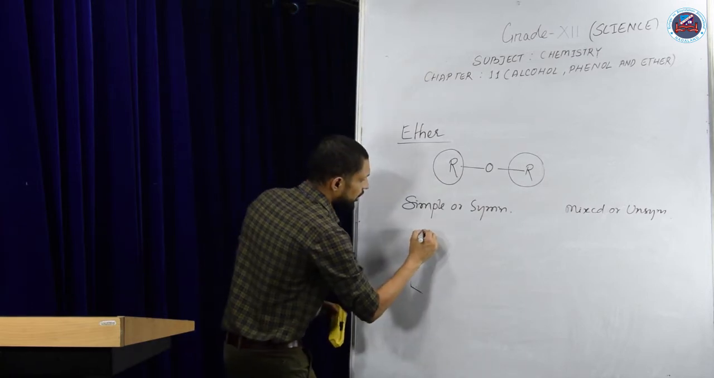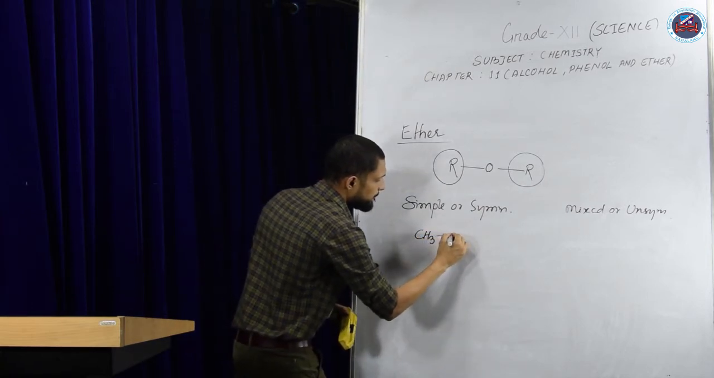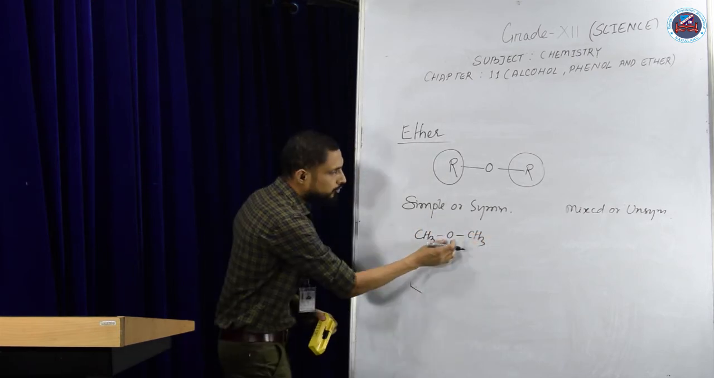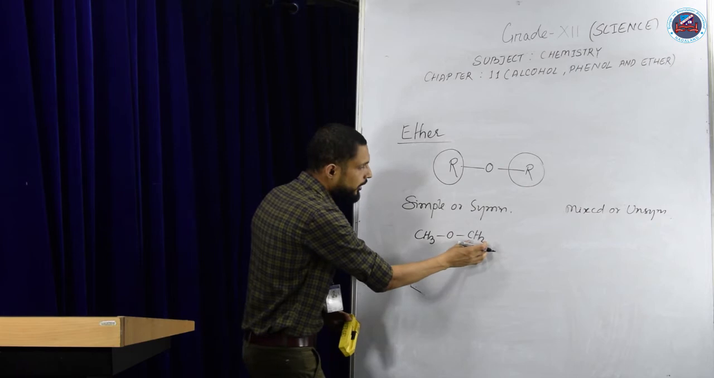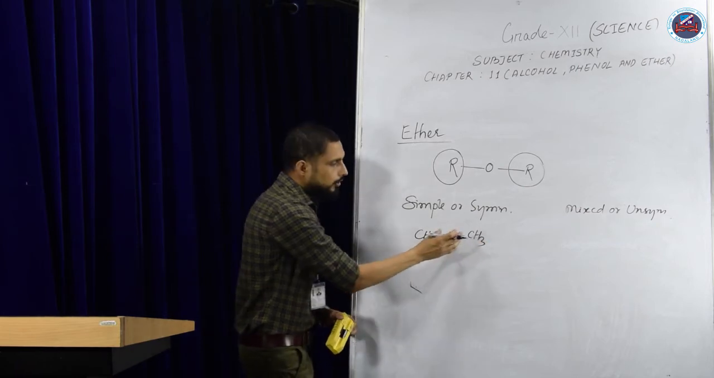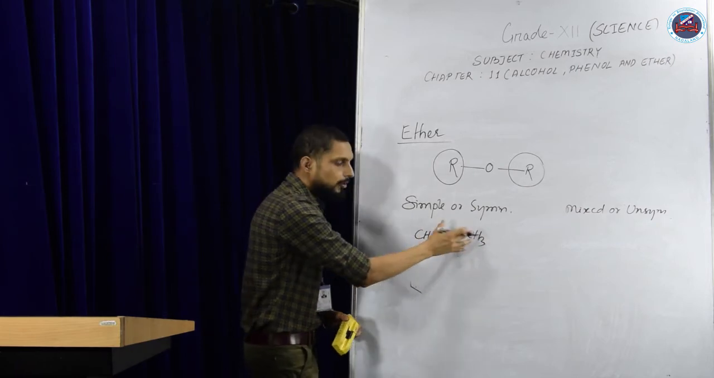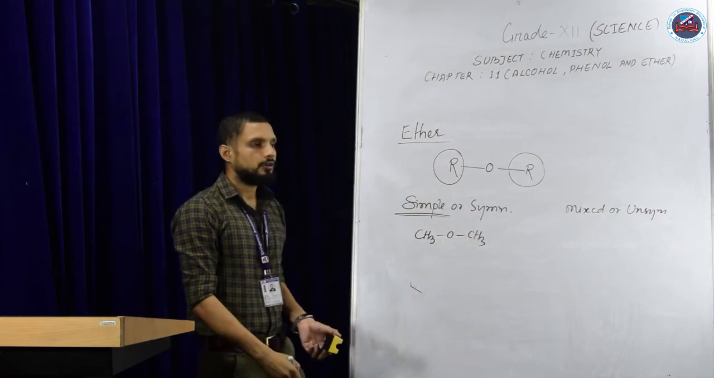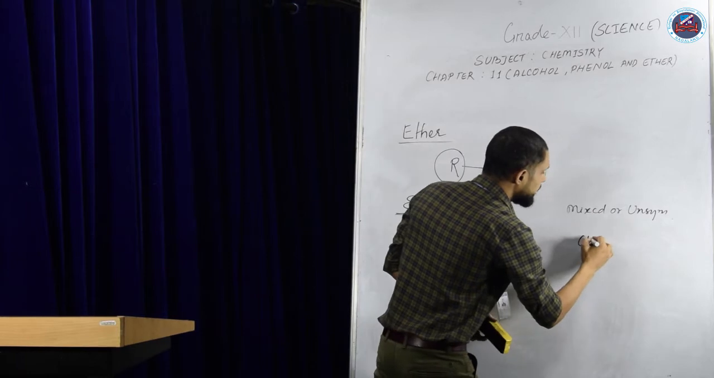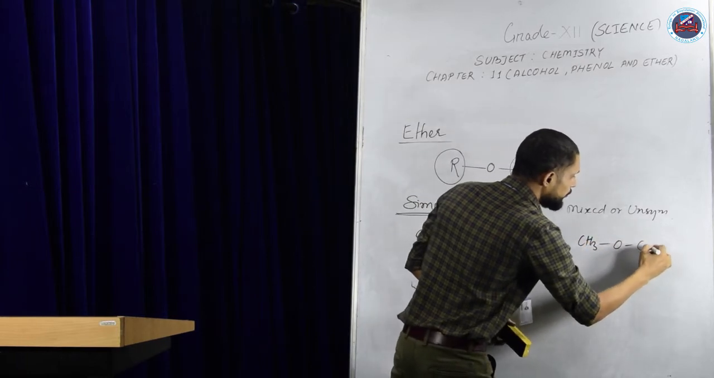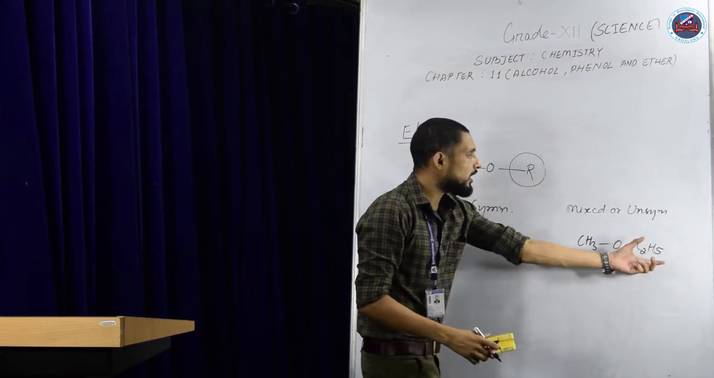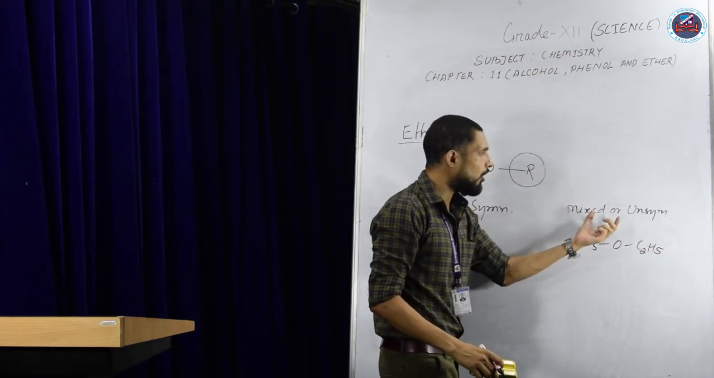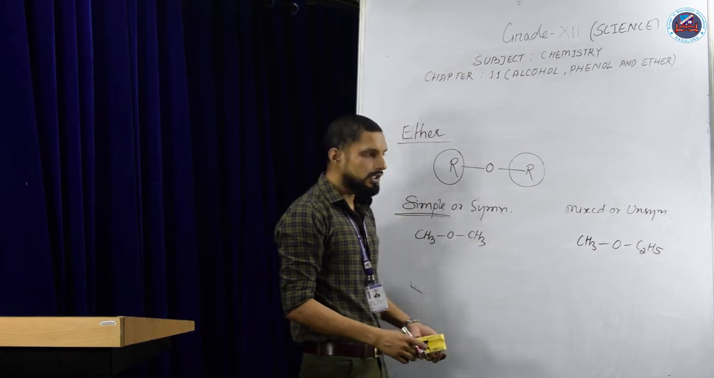So let us take example. CH3OCH3. So this is the ethereal oxygen. You can see the alkyl groups, methyl is same on both sides, so it is known as simple ether. Whereas if you take CH3OC2H5, you can see the alkyl groups are different, so this is mixed ether or unsymmetrical ether.